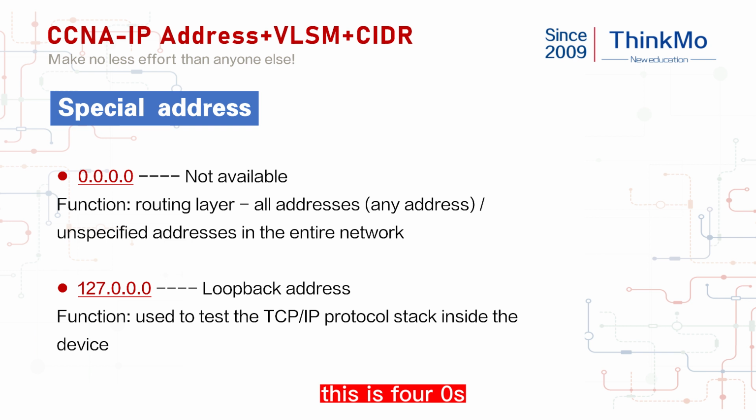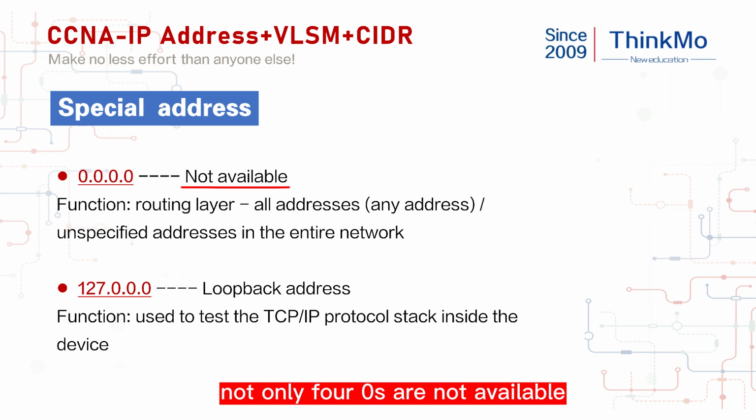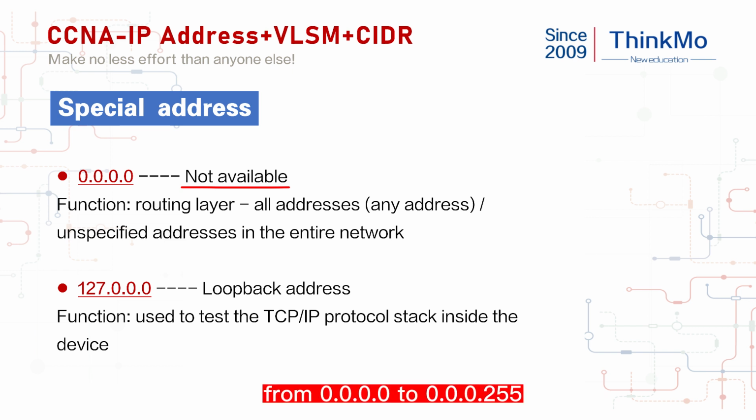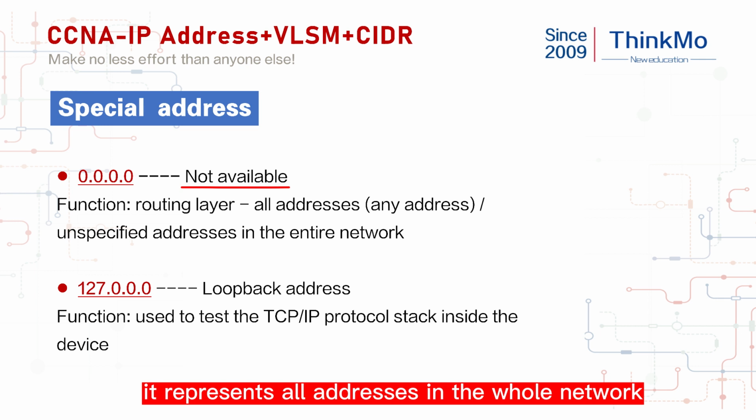This address is not available. Not only the four zeros are unavailable, but everything from 0.0.0.0 to 0.0.0.255 you can't configure, because it has other functions. At the routing level, it represents all addresses in the whole network. It can also be understood as any address.